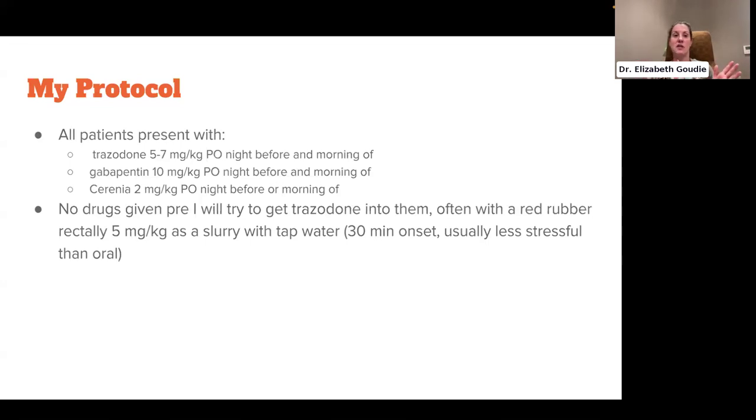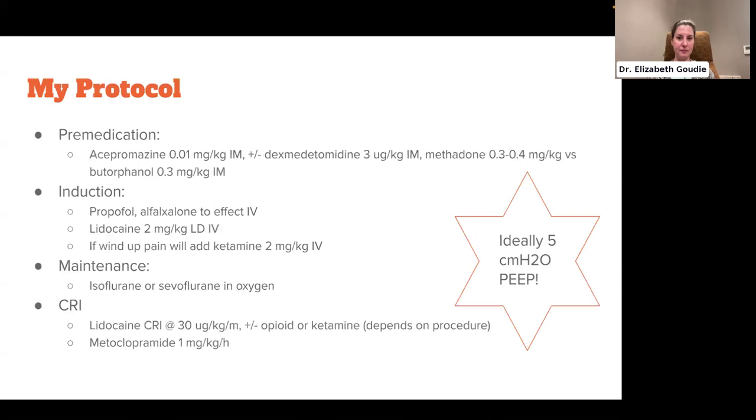And subjectively, I don't know if this is true, it would be a really nice study to look at, to do some sort of sedation score and an anxiety score on these patients, whether they've had Cerenia or not beforehand. If no drugs are given pre, I will also give trazodone, either with a red rubber or oral. Again, unless they're really excited about taking something orally, which I find most of these guys aren't because they're sitting there panting like maniacs, most of the time I can get a rectal trazodone into them and they don't even notice.